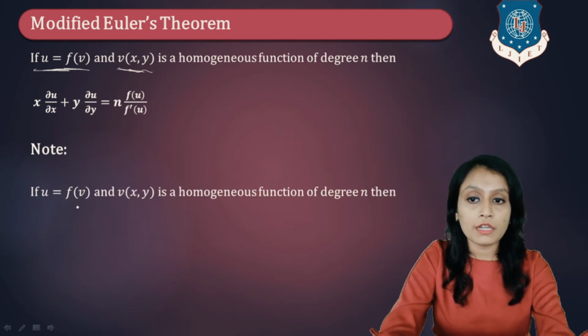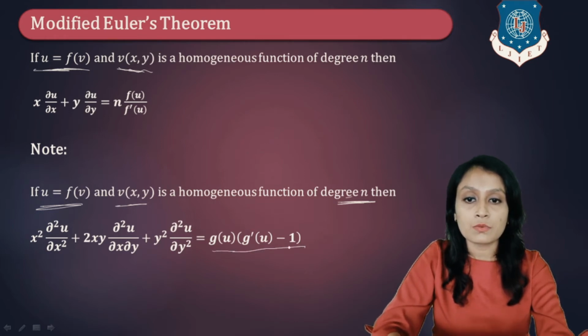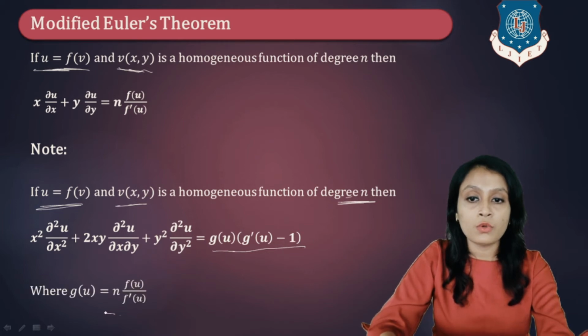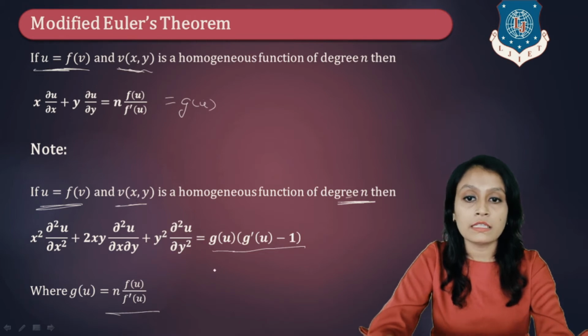Also, with the same condition, that is u is a function of v and this v is a homogeneous function of degree n, if we want to find x square del square u by del x square plus 2xy del square u by del x del y plus y square del square u by del y square, the formula is g of u into g dash u minus 1, where g of u is equal to n f of u upon f dash u. So firstly we have to solve this, and give it the name g, and we have to substitute this answer in this formula to get our required answer.